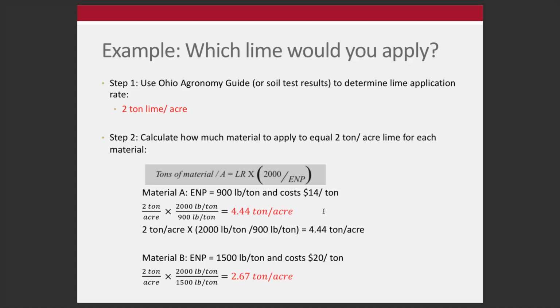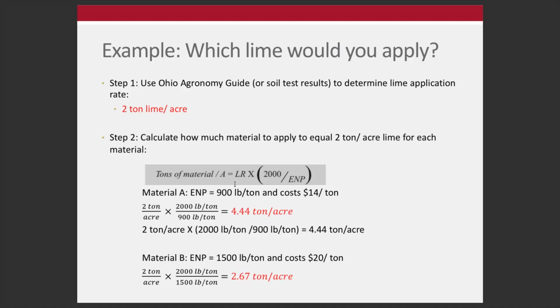We do the same thing for material B. Again, the ENP this time is 1,500 pounds per ton. Our liming rate doesn't change. It's still a 2-ton recommended application rate, but we need to account for this lower ENP value. It's higher in material B, but lower relative to this standard. And so again, 2,000 divided by 1,500 times 2 is 2.7 tons per acre.